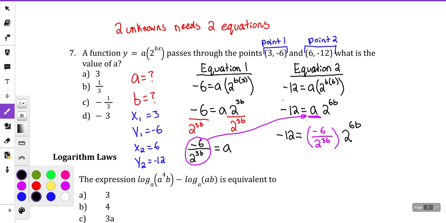Okay, to multiply those things together, negative 12 is just going to stay there for now. I could write it like this: negative 6 times 2 to the power of 6b over 2 to the power of 3b. Right? Multiplying fractions, the tops just go together, bottoms go together. Tops together, bottoms, there was no bottom here, so it's just 2 to the power of 3.